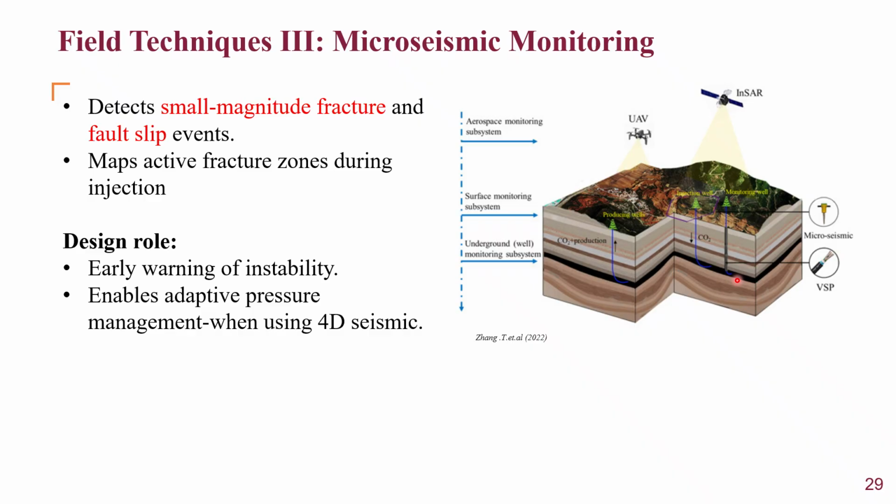The third field technique, which is the microseismic monitoring, is designed to detect small magnitude fractures and fault slip events. So the microseismic monitors that are put on the surface would help us detect if there's any changes in the fault regime, if small magnitude fractures are causing slips. And this gives us an indication of early warning instability, and enables engineers to adaptively manage pressure when they use 4D seismic, and it tells them how pressures are changing over time.